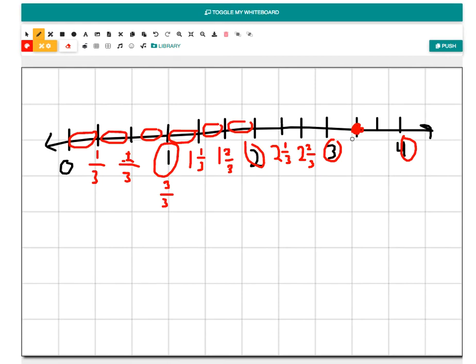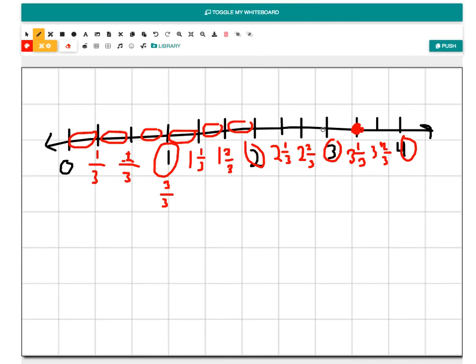My last one would be 3. So then I have 3 and 1/3. Then I have 3 and 2/3. And then 4. So now my thing is just to look where my dot is after I label my number line and figure out what it ends on.